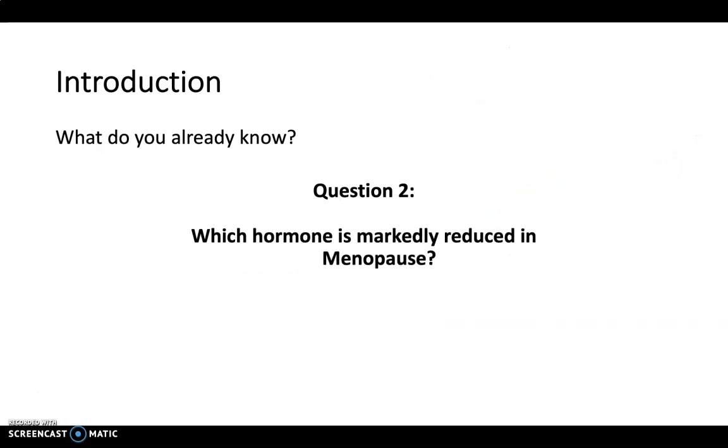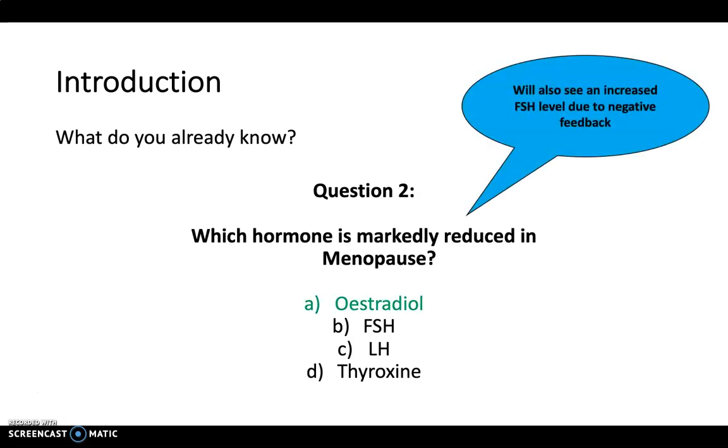Question 2. Which hormone is markedly reduced in menopause? Is it estradiol, FSH, LH or thyroxine? And the answer is A. You'll see a reduction in estradiol as well as an increase in FSH levels due to the negative feedback.